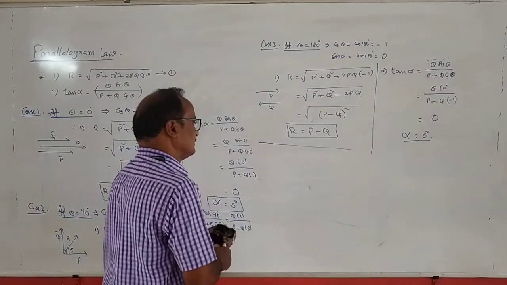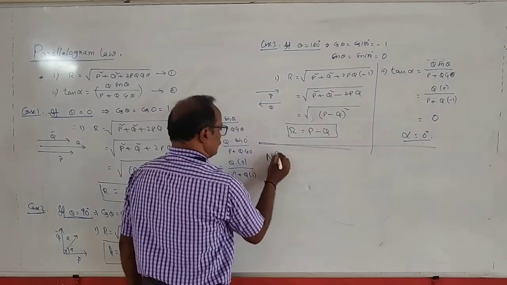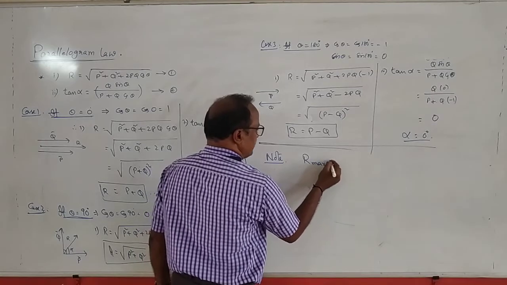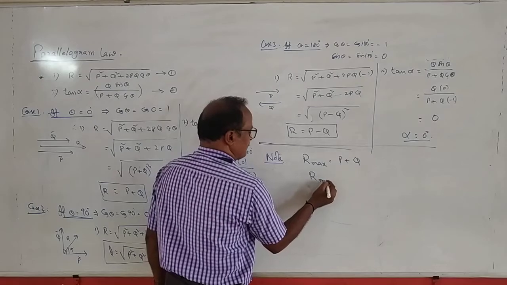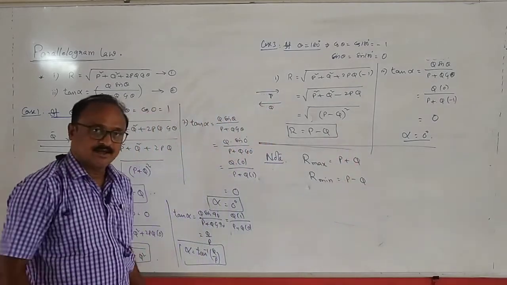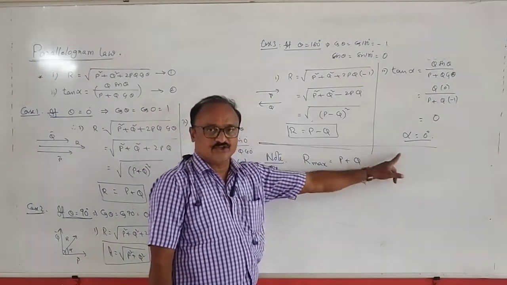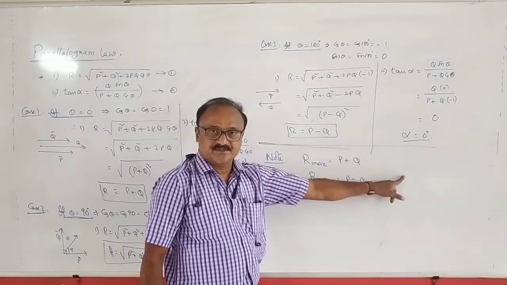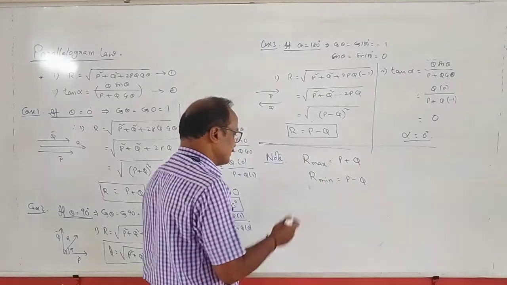See, here there is a note point. Maximum resultant of any two vectors is equal to P plus Q, and minimum resultant R minimum is equal to P minus Q. Maximum resultant occurs when theta is equal to 0. Minimum resultant occurs when theta is equal to 180 degrees.